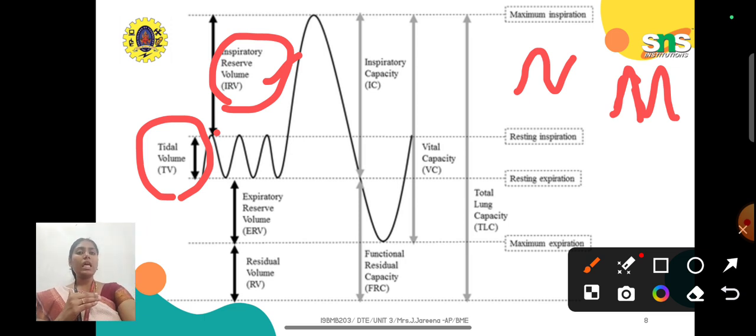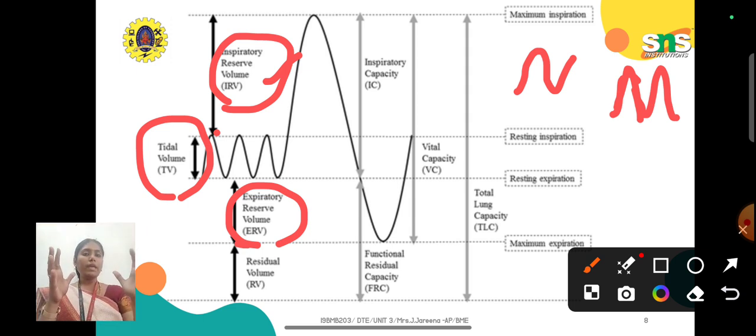Similarly, for the expiratory reserve volume: at the end of normal respiration, if we are in a resting state doing normal breathing, you are inhaling and exhaling normally. At the end of normal expiration, if you give some extra effort to exhale even more gas out of your body, by putting maximal extra effort in order to exhale even more gas, that extra amount of air is nothing but the expiratory reserve volume.